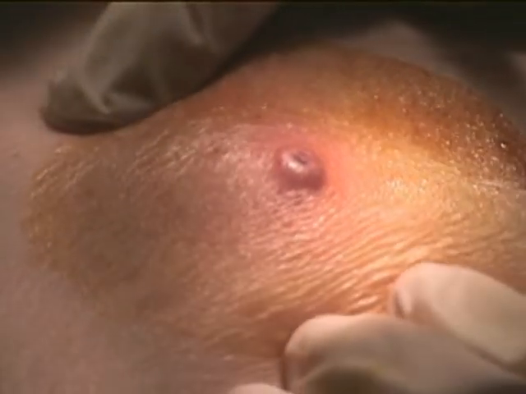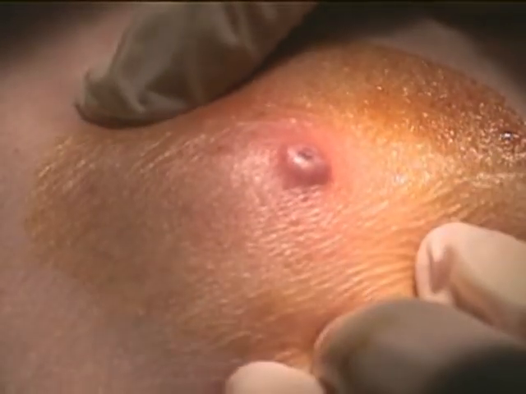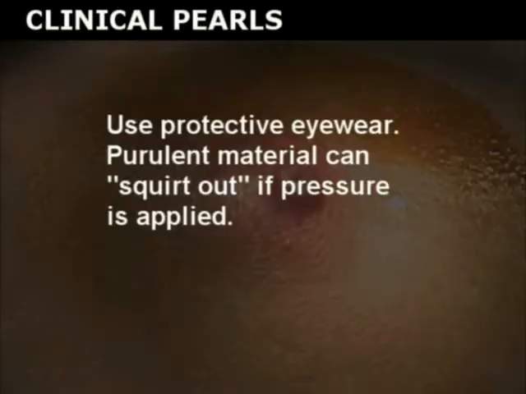Prep the abscess area with povidone iodine or alcohol. Carefully palpate the abscess to accurately determine the size and location. Use protective eyewear. Purulent material can squirt out if pressure is applied.